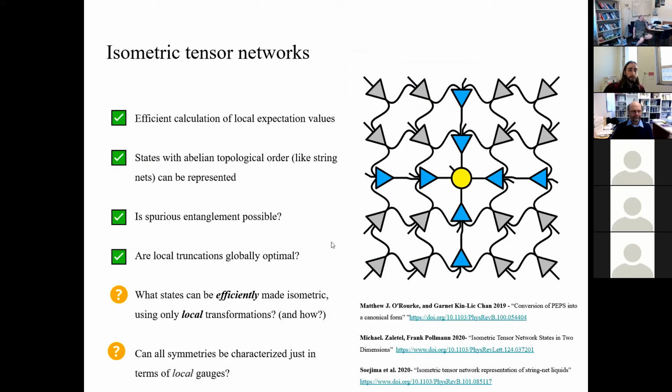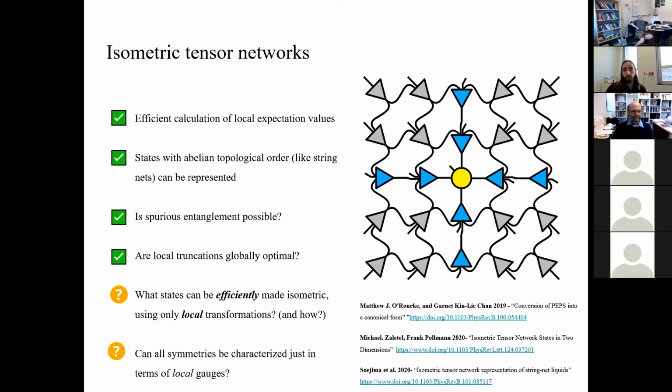So I believe I've answered these two questions so far as part of my work, which verifies that many of the useful properties of the 1D isometric canonical form do carry over to higher dimensions. But there are still two useful and perhaps more practical properties of the 1D form which are unanswered. Firstly, in 1D, any tensor network can be efficiently made isometric just through a series of local operations, like I showed you those SVDs along the chain, without increasing the bond dimension.